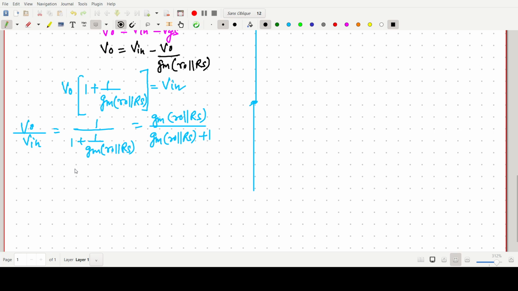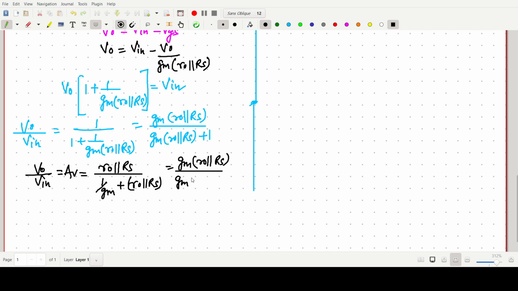So now this one is the gain calculation. V naught by V in, that is our AV, equals, one can also write like this, R naught parallel with RS, 1 by gm. If you take gm on both sides, then R naught parallel with RS. Or simply gm R naught parallel with RS, plus 1. So this one is the expression for the gain.